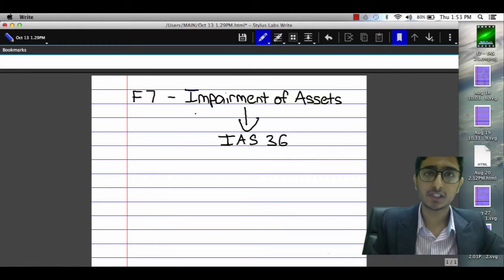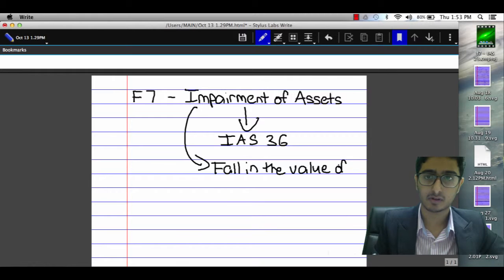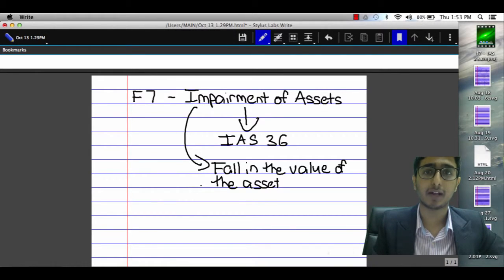Okay, now let us first start with what actually is meant by the word impairment. Impairment simply means that there is a fall in the value of the asset. Please don't confuse impairment with depreciation. Depreciation means we are spreading the cost and the residual value of the asset over its useful life, while impairment talks about an actual fall in the value of the asset.